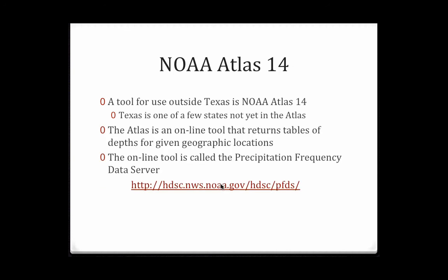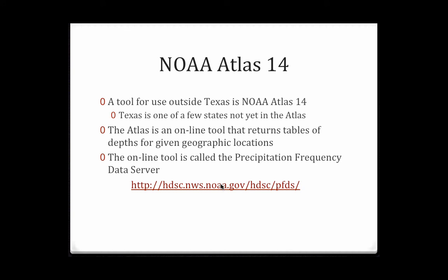Okay, now if you're not in Texas, downloading the Texas map is pretty useless. Instead, you would want to access this tool, which is called NOAA Atlas 14. And NOAA Atlas 14 is actually the name of the physical paper document. We're actually going to go to a Point Precipitation Frequency Data Server. That's what that PFDS means. Precipitation Frequency Data Server.